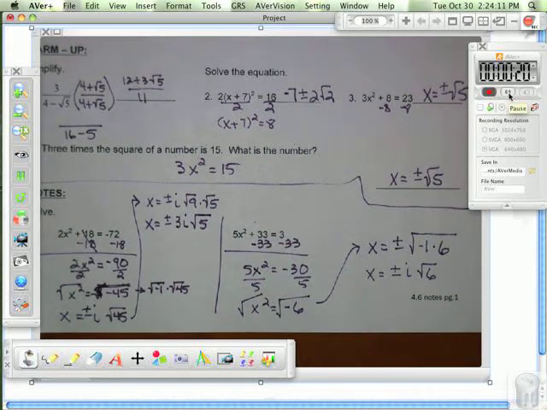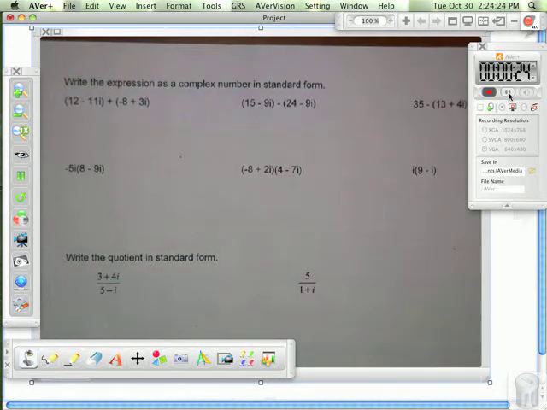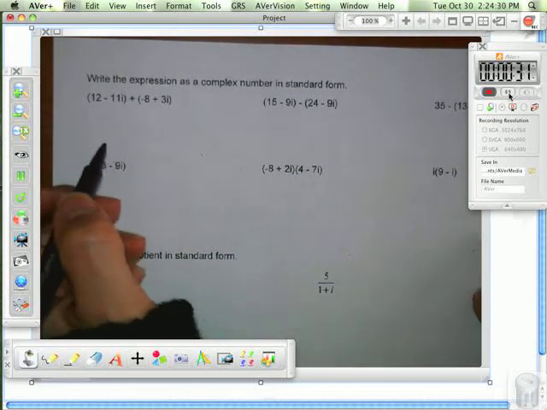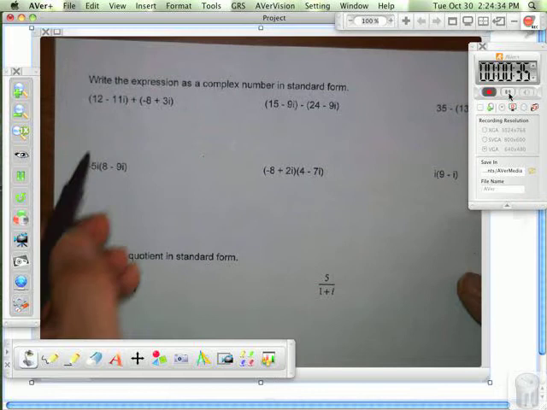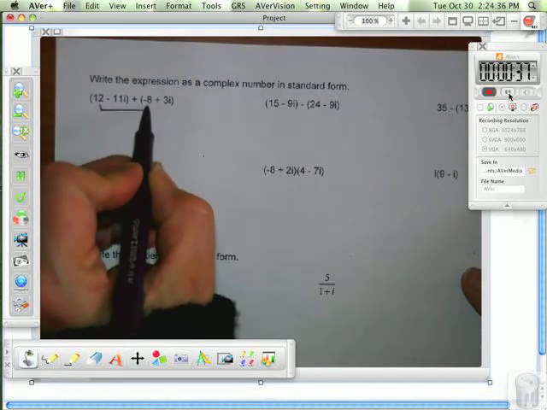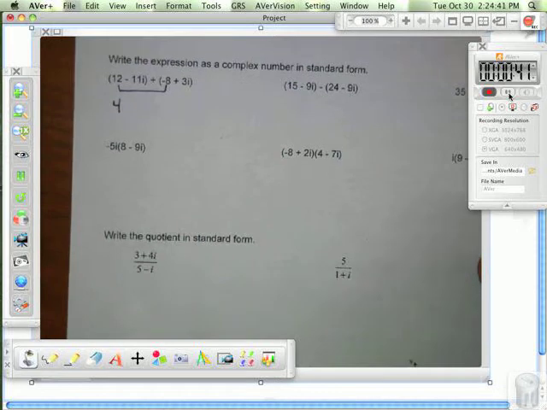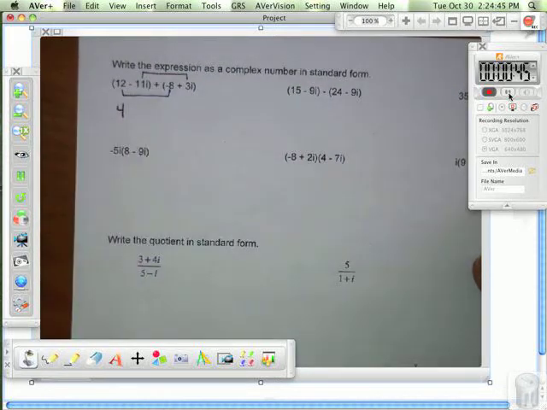All right, let's do the back side here. You ready? This is simply combining like terms. I wouldn't get over ambitious yet and start this homework because we've only done a small piece of what we're doing. All right, so combine like terms. 12 plus negative 8 is equal to what? 4, right? And then negative 11i plus 3i is equal to what?